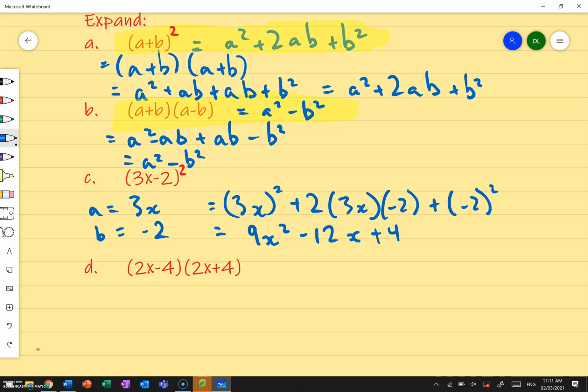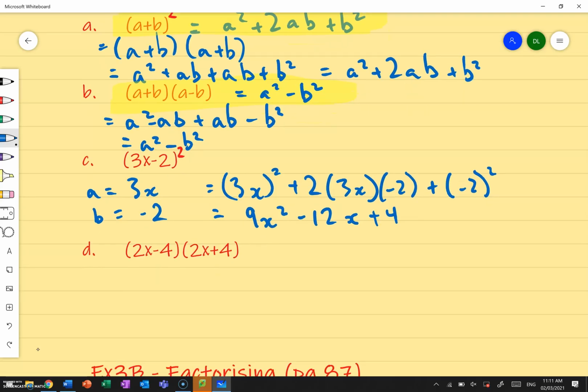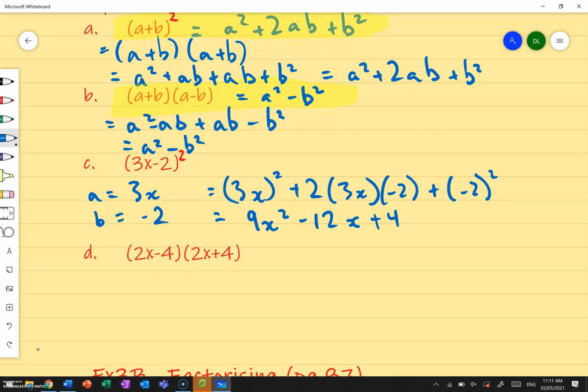So I just define, okay, well, we've got this first section over here. That's my A. I've got my second section over here, including the negative, is my B. I substitute it in the equation. I can do that. If you want to expand it out normally, you can do that as well. It's up to you.